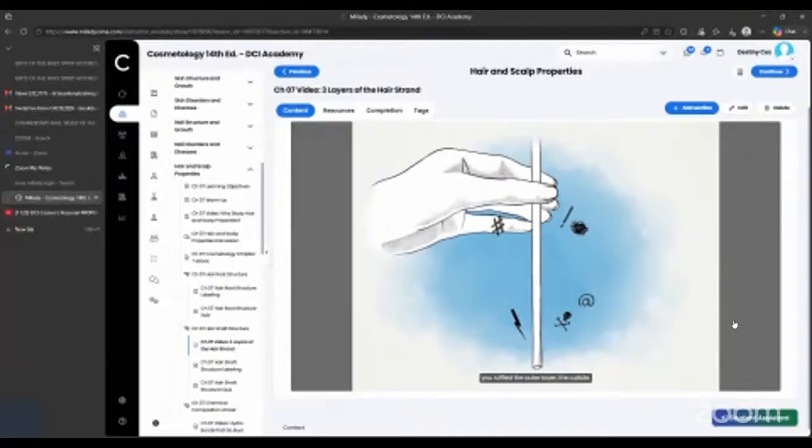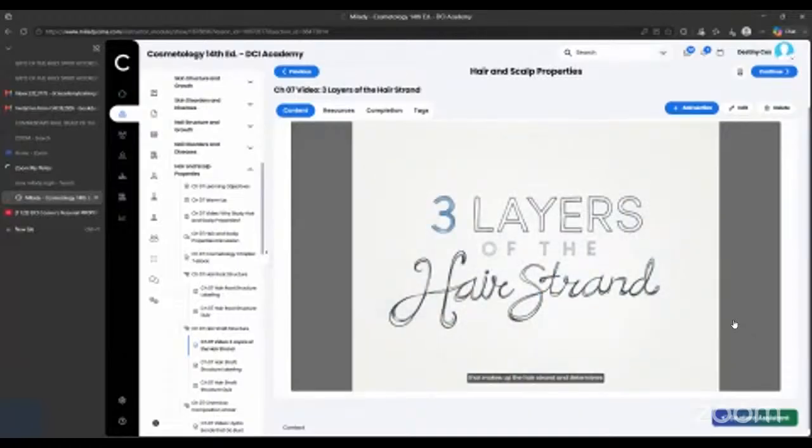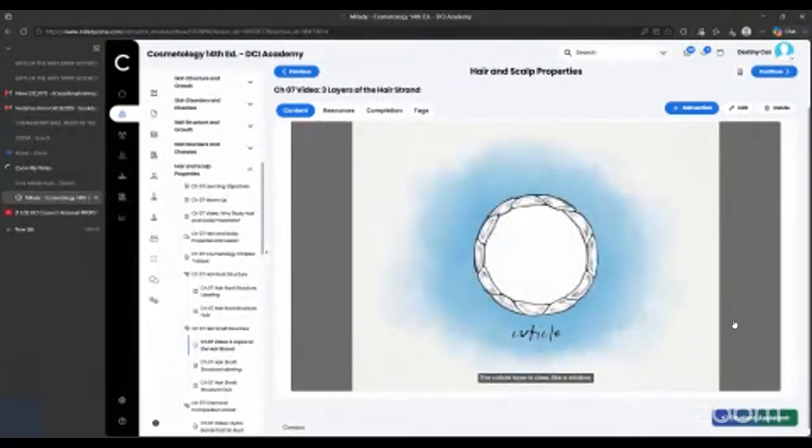That's because you ruffled the outer layer, the cuticle. It's one of the 3 layers that makes up the hair strand and determines how hair feels and behaves. The cuticle layer is clear like a window. The cortex is absorbent like a sponge. And the medulla? Well, it's a mystery.